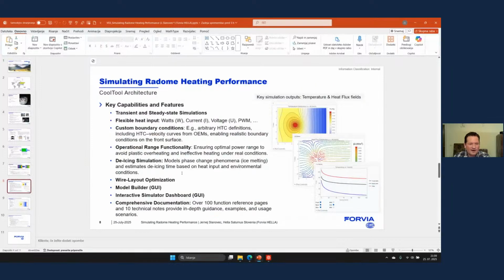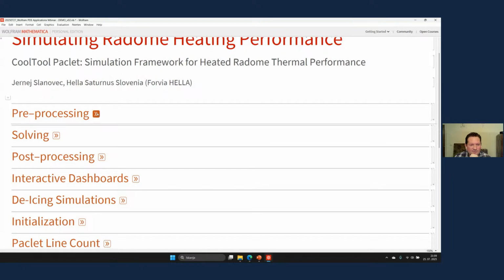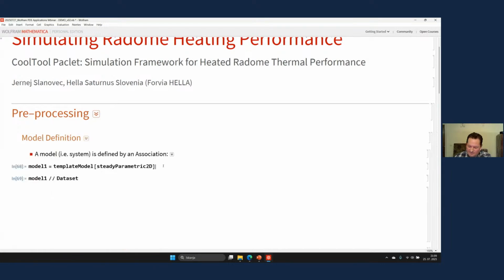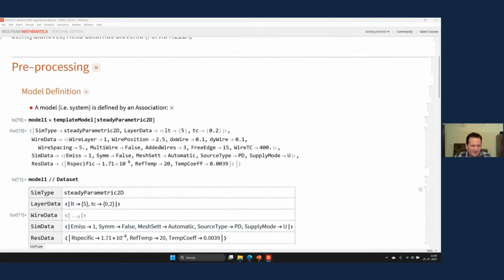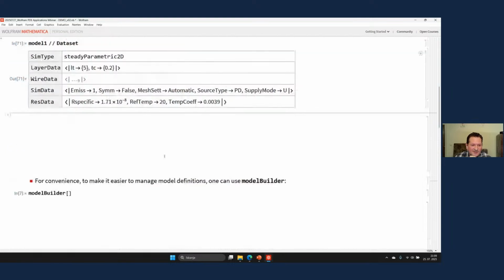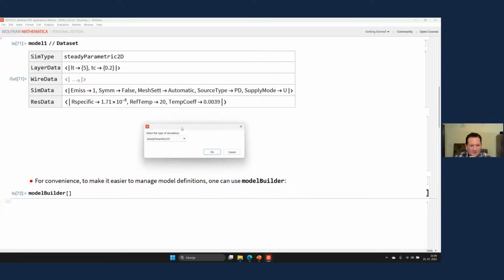Okay, so now I will switch to the Wolfram Mathematica notebook. It is not a presenter notebook, but I hope it will be possible to follow. So, the model definition I mentioned: what is basically defining our model is an association. So we have some key value pairs, for example, which kind of simulation type are we talking about, then some data about the wires and so on. This, of course, is simple and easy to use by a skilled user. But to make it easier for a general user, we have built this so-called Model Builder.